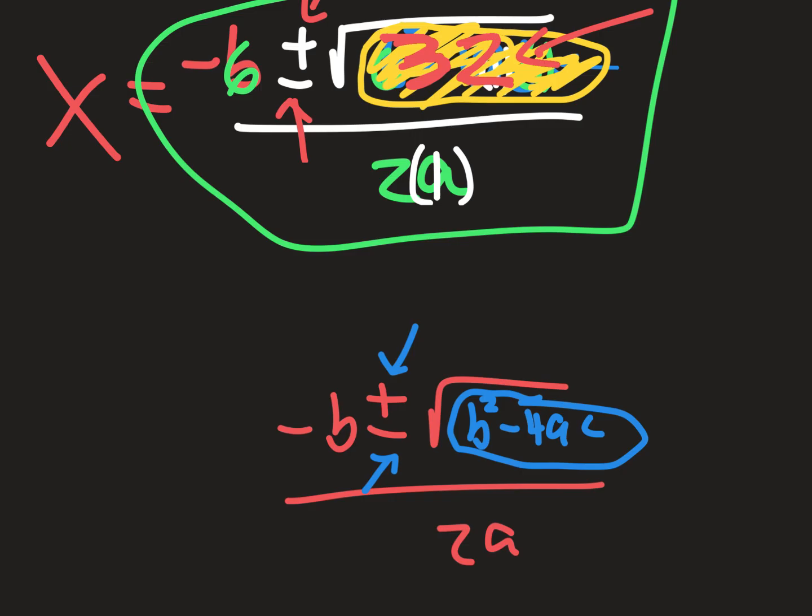Why wouldn't you always get two answers, though? Because sometimes the discriminant's not positive and not negative. What's the only number that's not positive and not negative? 0. If this number is equal to 0, then adding 0 or subtracting 0 will get you the exact same thing, won't it? And then there'll only be one answer.